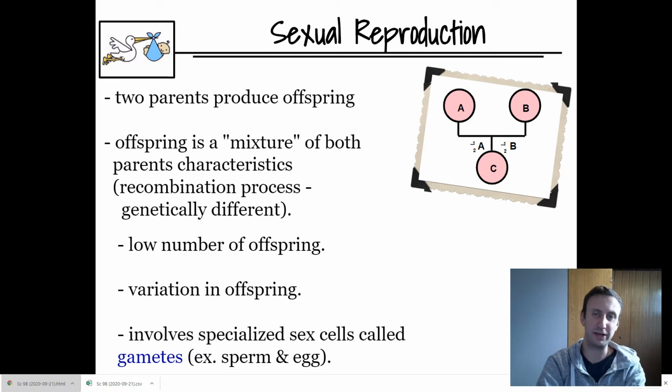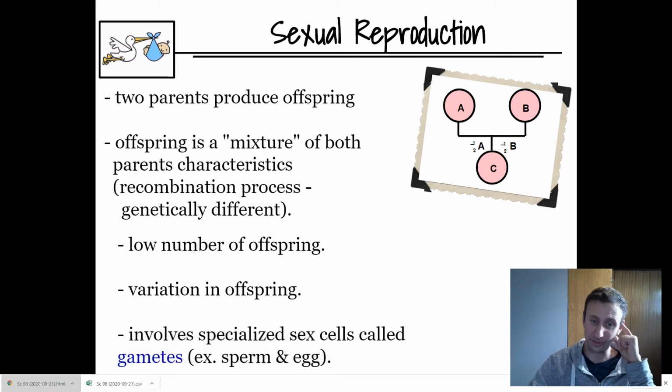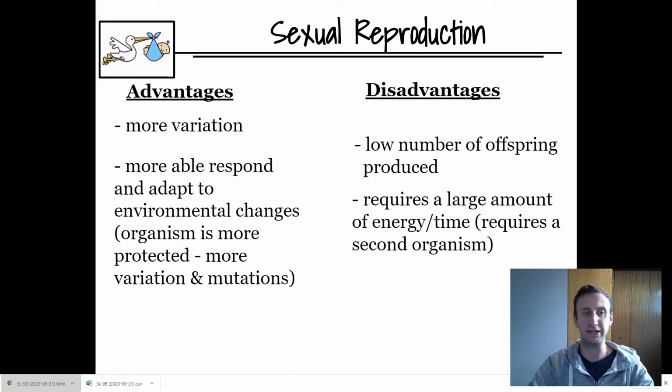Now in sexual reproduction, there is a low number of offspring as opposed to asexual, where there's tons of offspring produced very quickly. But we get variation, okay? So this is the trade-off. The con is that it's a low number of offspring. The pro is that the offspring that we get has variation in it. And the reason why we can achieve this variation is because it involves specialized sex cells called gametes. We're going to talk about these specialized sex cells, but basically it's the sperm and the egg. All right, let's get into it.